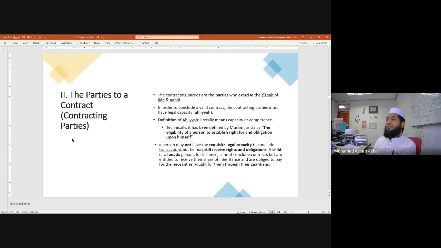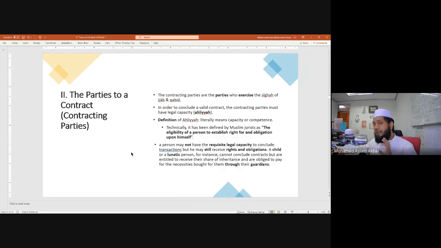Okay. The contracting parties are the parties who exercise the sigha of ijab and qabul. In order to conclude a valid contract, the contracting parties must have legal capacity, ahliyah. Right? They have the qualification to perform the contract. So what do I mean by ahliyah? The definition of ahliyah means capacity or competence. Technically, it has been defined by Muslim jurists as the eligibility of a person to establish right for and obligation upon himself.